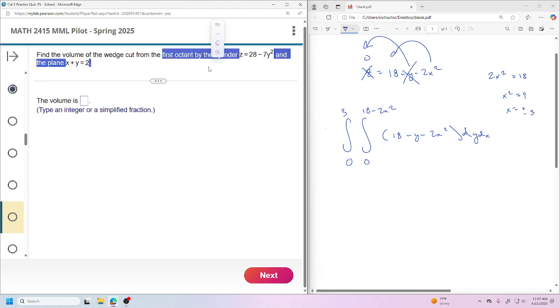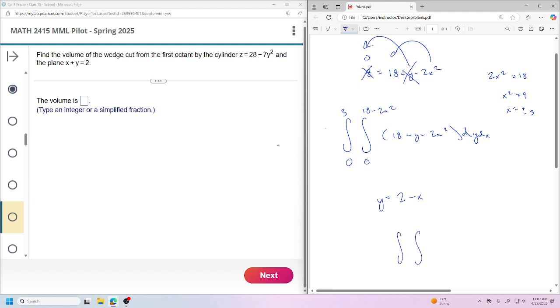Wedge, first octant, cylinder, and the plane. So the plane is the giveaway because it's y equals 2 minus x. And so first octant, definitely zeros, 2 minus x. And then if you got rid of your y, x would equal 2. So no big deal here. See, I'm not worried about that one either.